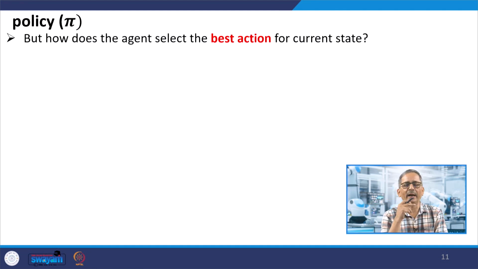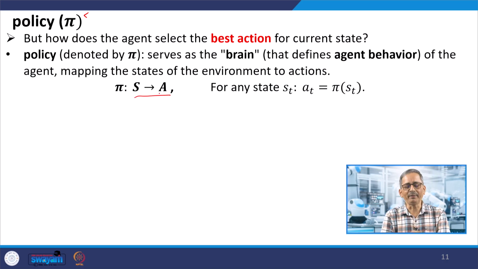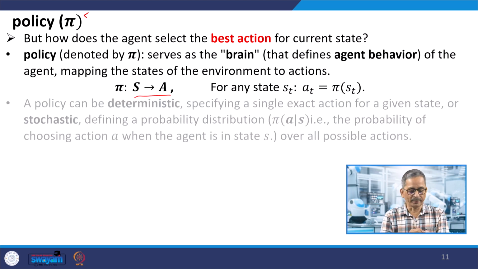Next, let us look at a term called policy, represented by pi. How does the agent select the best action for the current state? The agent is taking an action. Now the question is, which is the best action, and how can the agent select it? The policy serves as the brain, which defines the agent's behavior, mapping the state of the environment to the action. So we have a mapping from the state of the environment to the action.